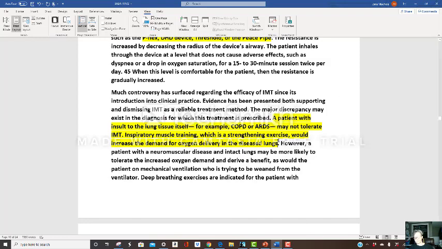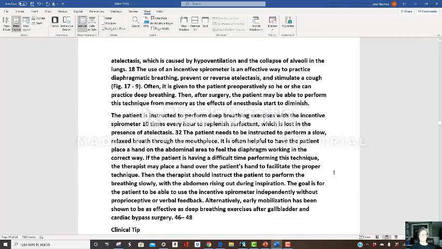Deep breathing exercises are indicated for the patient with atelectasis, which is caused by hypoventilation and the collapse of alveoli in the lungs. The use of an incentive spirometer is an effective way to practice diaphragmatic breathing, prevent or reverse atelectasis, and stimulate a cough. Often, it is given to the patient preoperatively so he or she can practice deep breathing. Then, after surgery, the patient may be able to perform this technique from memory as the effects of anesthesia start to diminish.